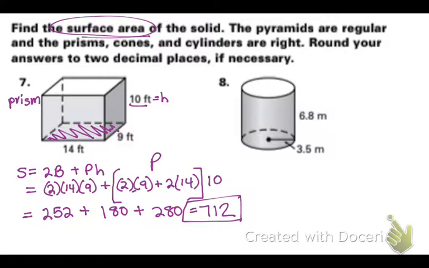So you can do this a little bit differently. You have to distribute the 10 across, so it's 2 times 9 times 10, which is equal to 180. 10 times 2 times 14 is equal to 280. You add all those up, you get 712. Okay, it's just a matter of how you did the math, but you should end up with the same answer no matter how you did it. Okay, so that's that guy.